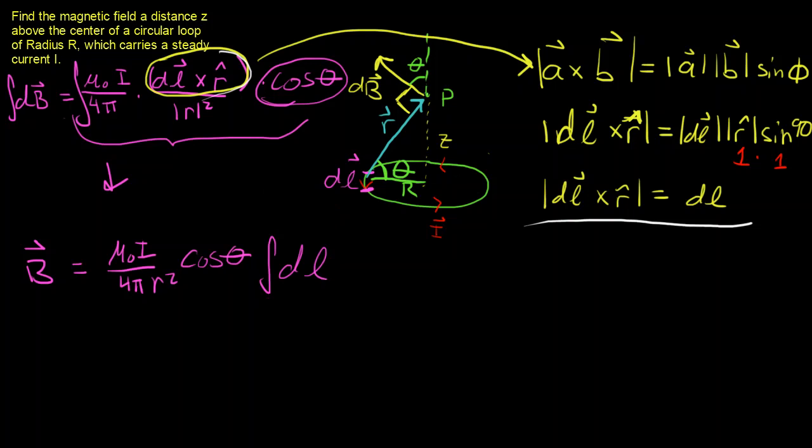Now, what do we call the integral of dl, the sum of all of these little length elements? Well, that's just the circumference of a circle. So that's going to be 2 pi r. Fantastic. Now, cosine of theta, we have to be careful because theta is something that we used. It's a tool that we came up with in order to make this problem a little easier. We want to get it back in terms of things that are given in the problem.